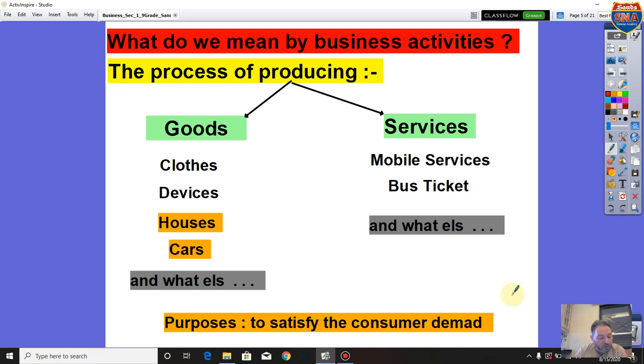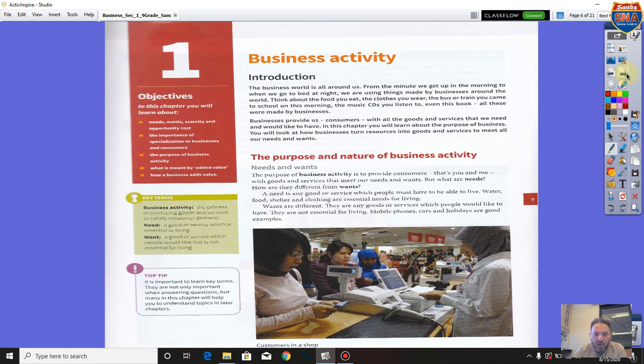Okay, so what do you notice about your list? Probably the really important items are on the need list, like clothing, warmth and protection. Guys, let me tell you that we have two important things. What are the two important things? They are called needs and wants. We just said that business activity is the process of producing goods and services to satisfy consumer demand.